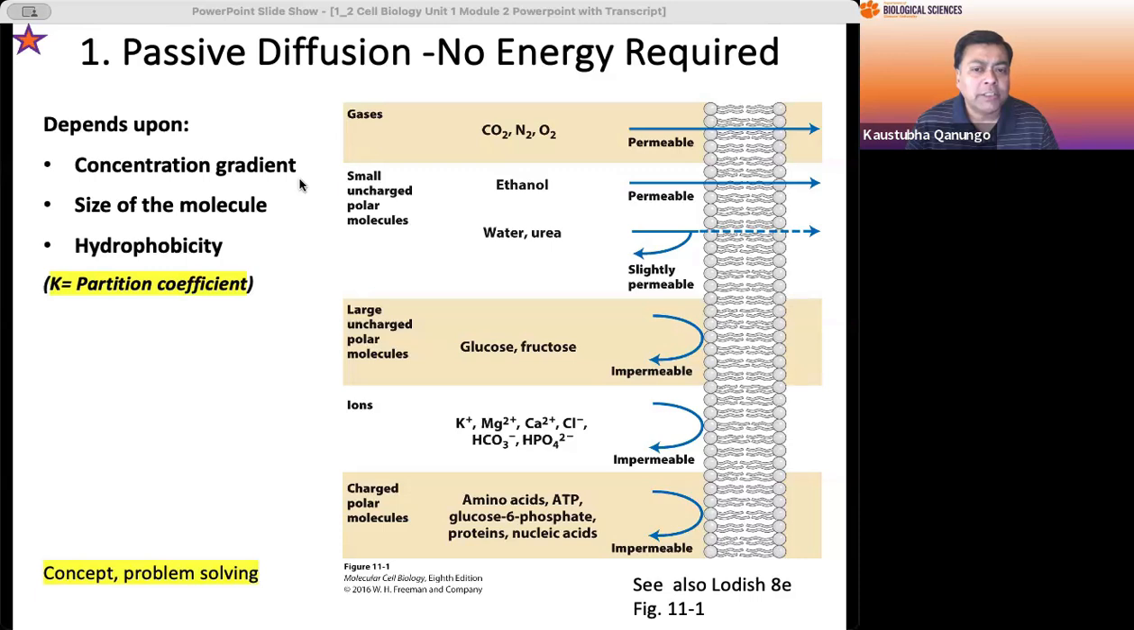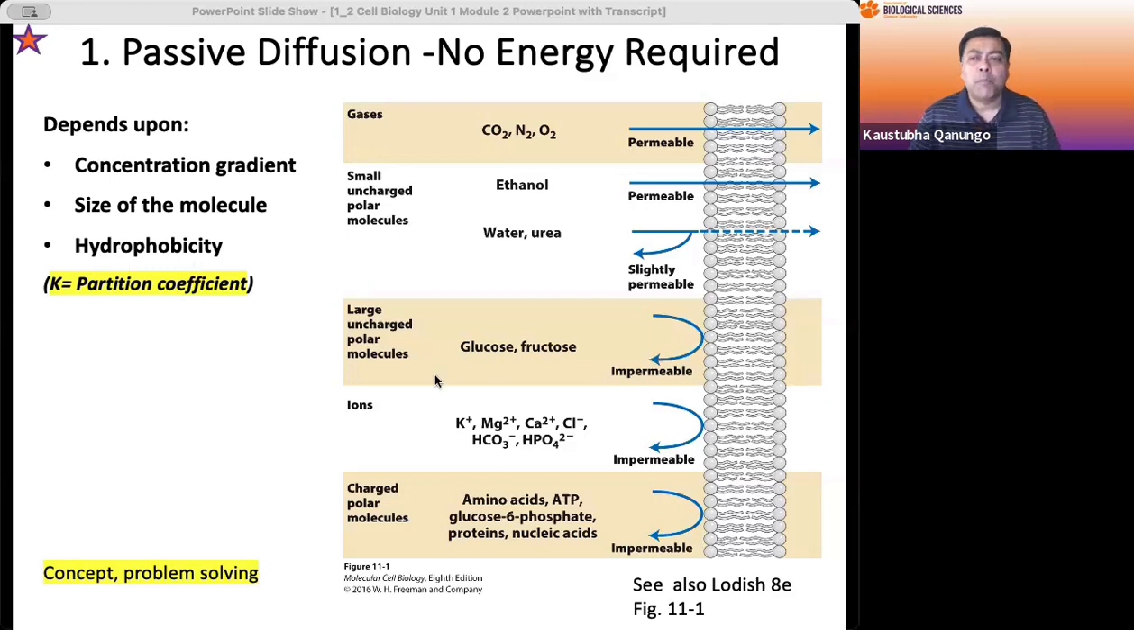Passive diffusion depends upon the concentration gradient. The higher the concentration gradient, the faster the movement of water will be. Just think that there is a dam and you have a lock gate for it, and the dam is totally full up to the brim. When you open the lock gates, water will gush through much faster compared to when the water level was lower. So depending upon the concentration gradient, it will be faster or slower. Size of the molecule matters too: a larger molecule will diffuse slower, and a smaller molecule diffuses faster.